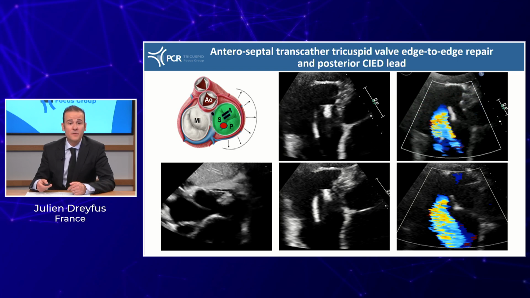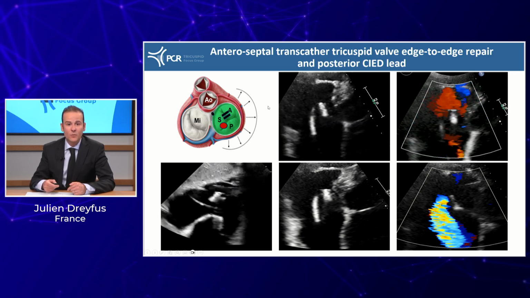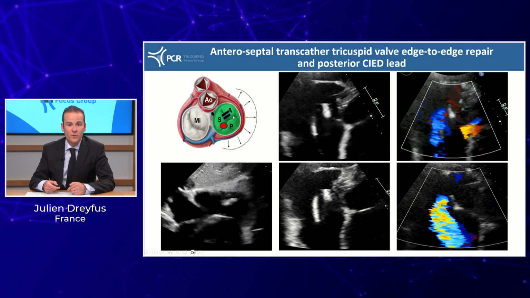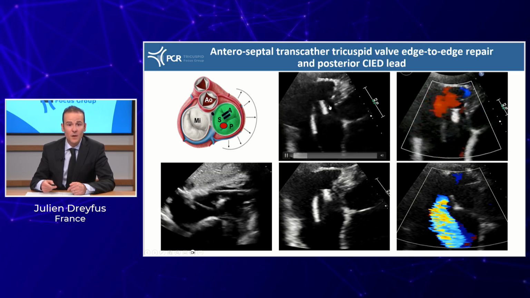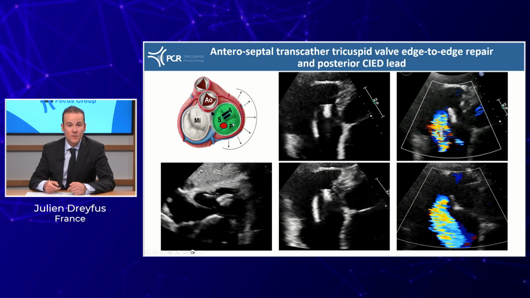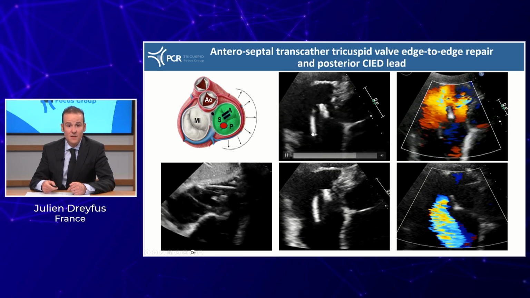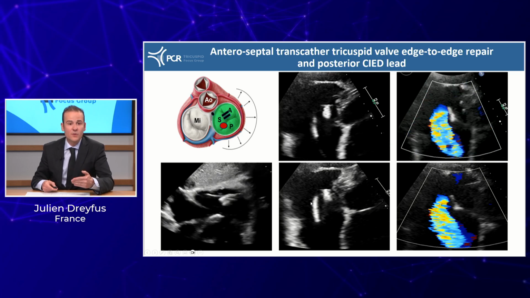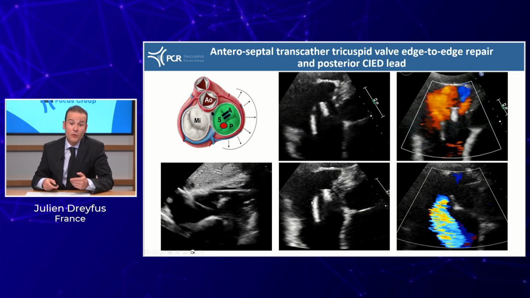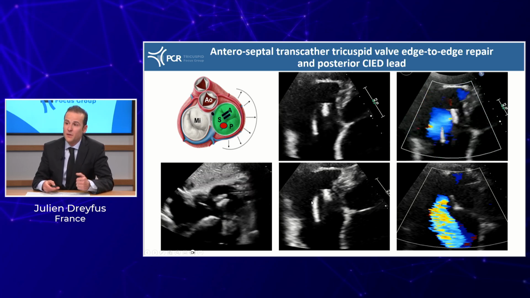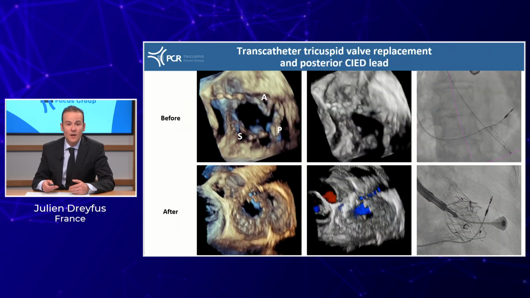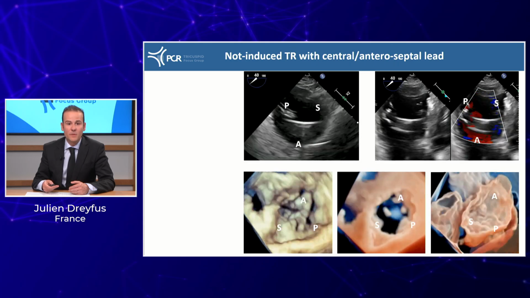Here is an interesting example of a patient that was treated efficiently for TR at the anteroseptal level with 2 clips, but unfortunately the posteroseptal part was not treated, while there was a significant TR at this level where the pacemaker was located, and probably this patient should not be considered anymore for this type of intervention, and we should prefer transcatheter tricuspid valve replacement.